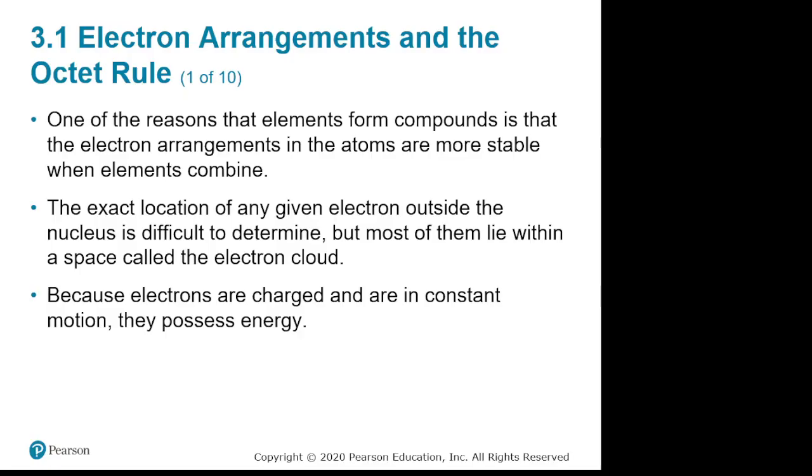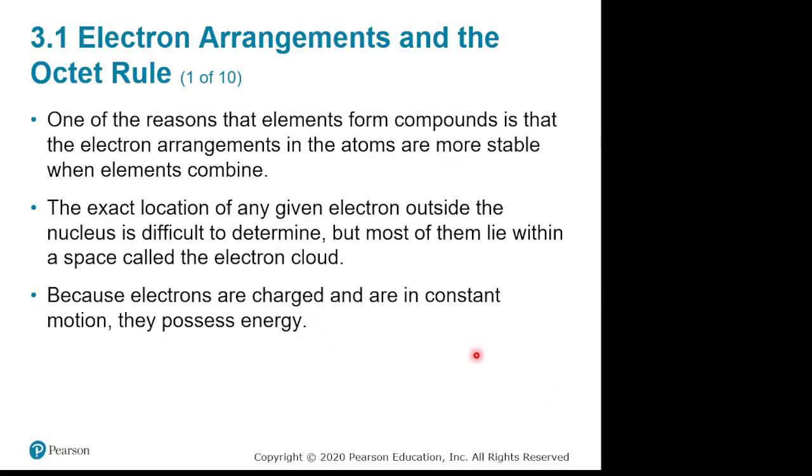So the electron arrangements and your octet rule. One of the reasons that elements form compounds is so they can share electrons in arrangements that will make those elements more stable. Okay? Think of this as lowering the overall energy when they combine together to make these compounds, right? If it was the reverse and it would make something that was higher energy, that would tend to, well, explode. So that's the sort of thing you see when they make things like explosives, okay?